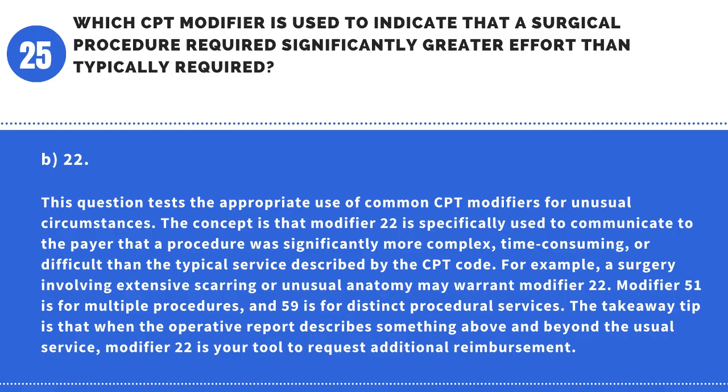The concept is that modifier 22 is specifically used to communicate to the payer that a procedure was significantly more complex, time-consuming, or difficult than the typical service described by the CPT code. For example, a surgery involving extensive scarring or unusual anatomy may warrant modifier 22. Modifier 51 is for multiple procedures, and 59 is for distinct procedural services. The takeaway tip is that when the operative report describes something above and beyond the usual service, modifier 22 is your tool to request additional reimbursement.